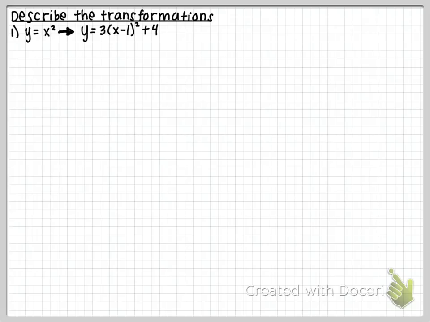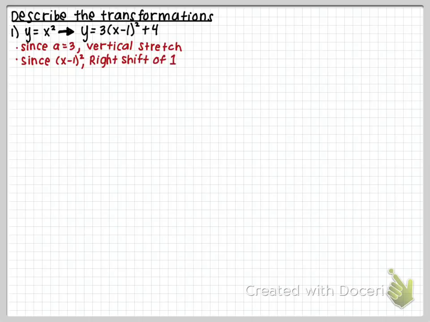Well, the first thing is that 3, isn't it? A equals 3 in this case. If A equals 3, it's going to stretch or compress. It's going to stretch. Vertical stretch. Now, since x minus 1 squared, it's going to move either left or right. This time it's going to move right. It's a right shift of 1 unit. And since we have a positive 4 at the end, it's shifting up 4.